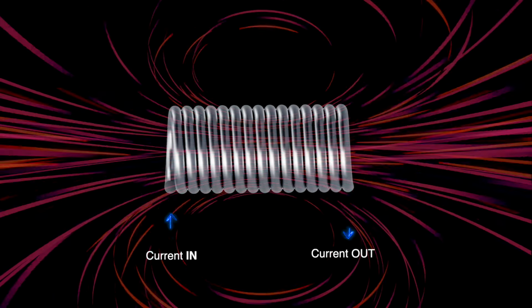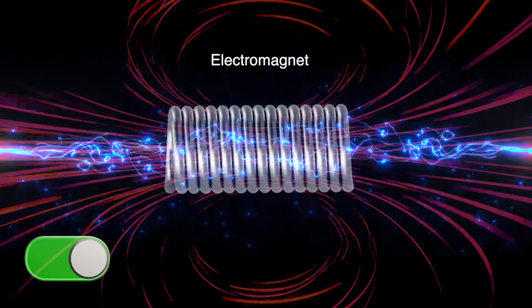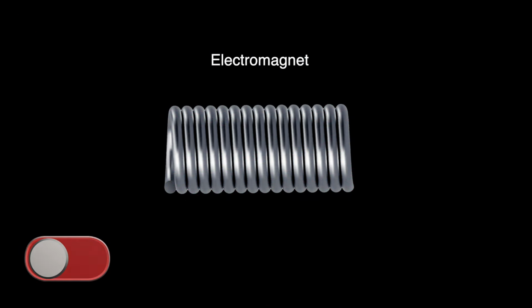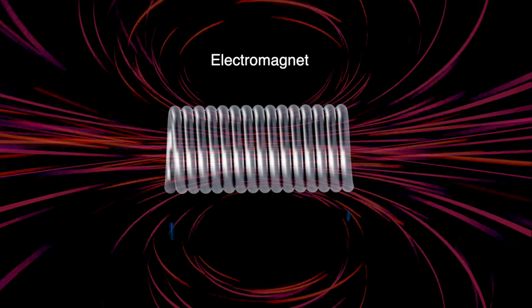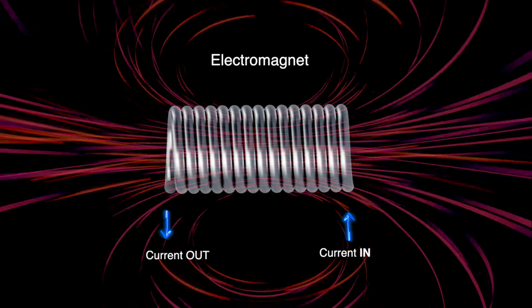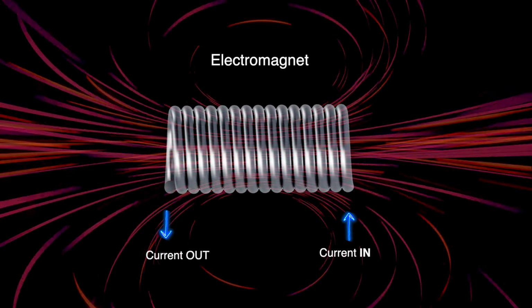Electromagnets possess several important properties. One key property is control. The magnetic field is generated when an electric current is turned on and disappears when the current is turned off. Another notable property is reversibility. Reversing the direction of the current causes the magnetic field to reverse direction as well, which also changes the polarity of the electromagnet.